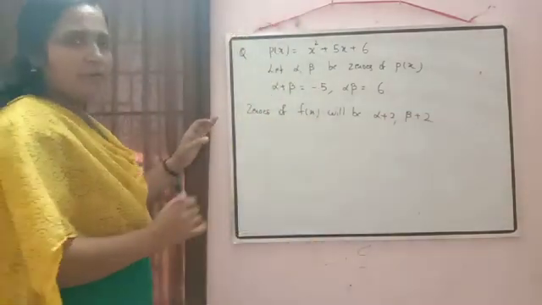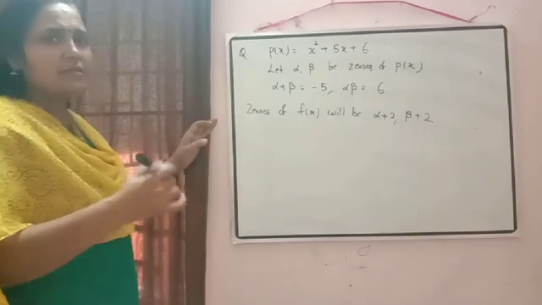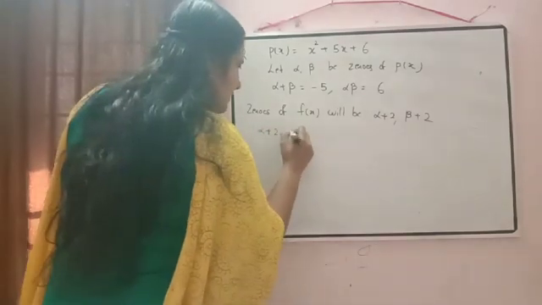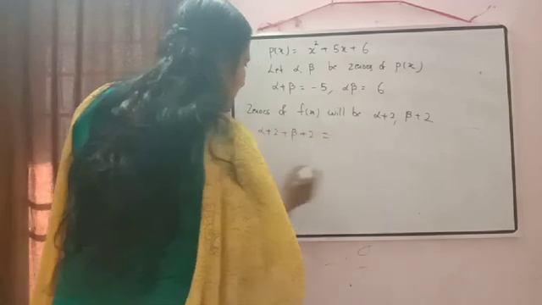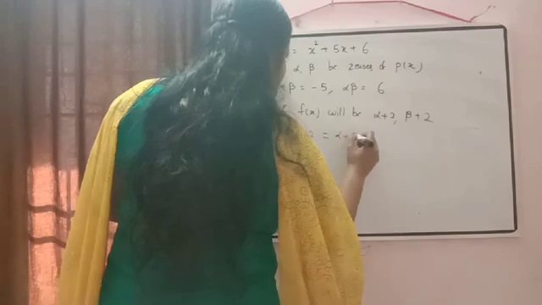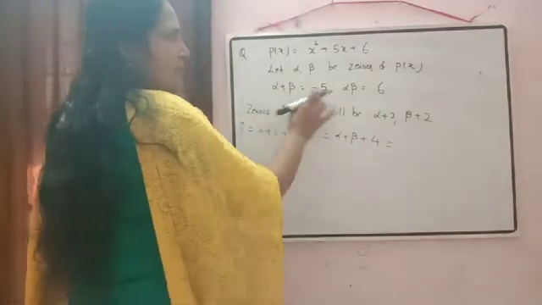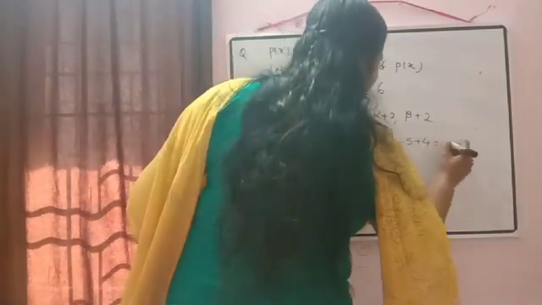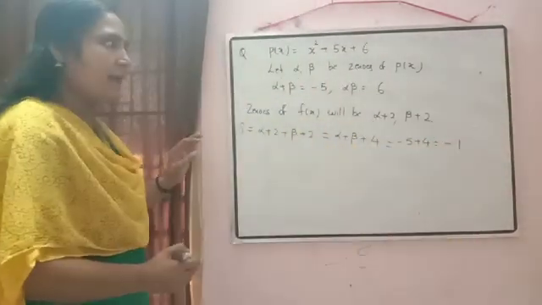Again, to frame the polynomial we need the sum of the zeros and the product of the zeros. So first we can find the sum. Alpha plus 2 plus beta plus 2 is equal to alpha plus beta plus 4. What is the value of alpha plus beta? Minus 5. Minus 5 plus 4 will be equal to minus 1.